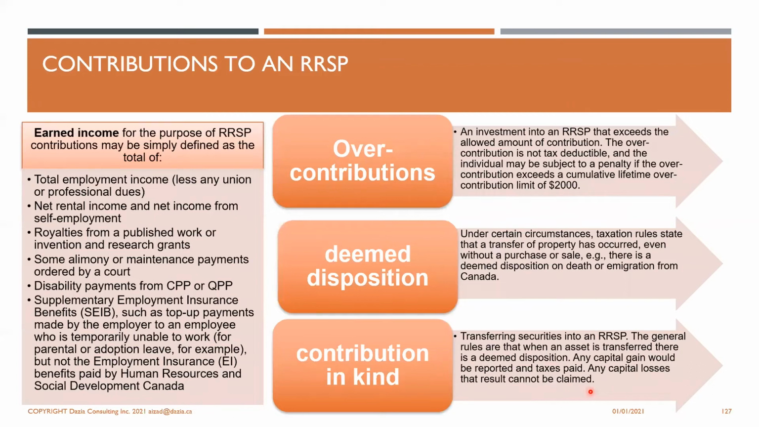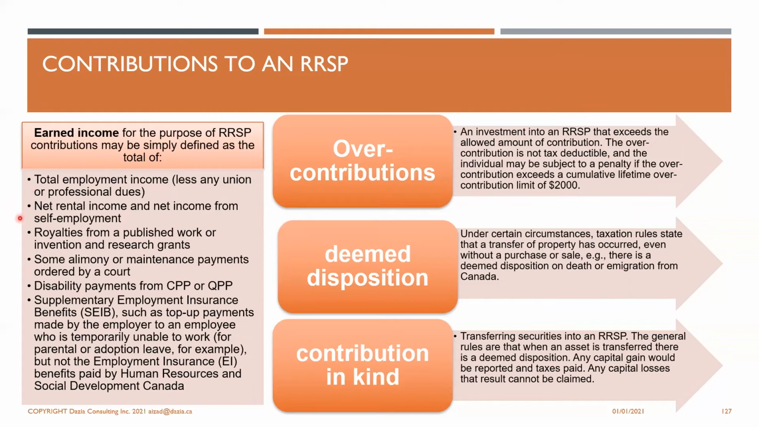So now we'll talk about contributions to an RSP. Earned income is what you use to calculate how much you can contribute to an RSP. Most people just have employment income, less any union or professional dues. The earned income is very beneficial for calculating. An easy way is to calculate it at 18% of the income.